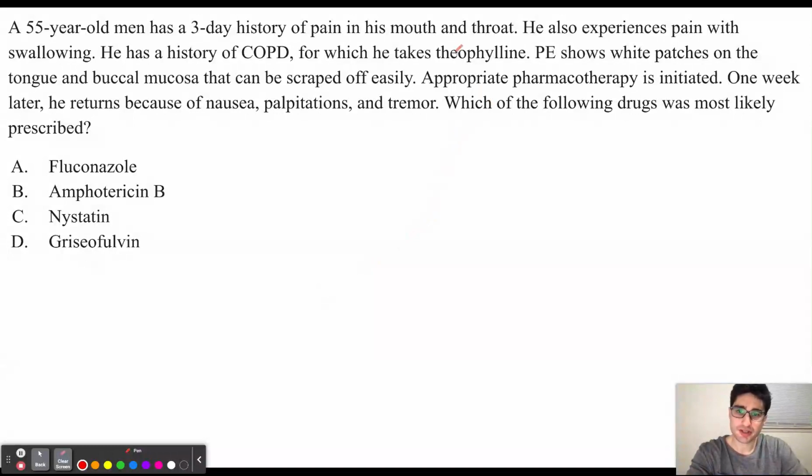Now, initially, the patient presented with esophageal candidiasis, and we know that because he has white patches on the tongue and buccal mucosa that were able to be scraped off easily. So, this is an important finding, as well as the pain that he experienced with swallowing. These are going to be consistent with esophageal candidiasis.